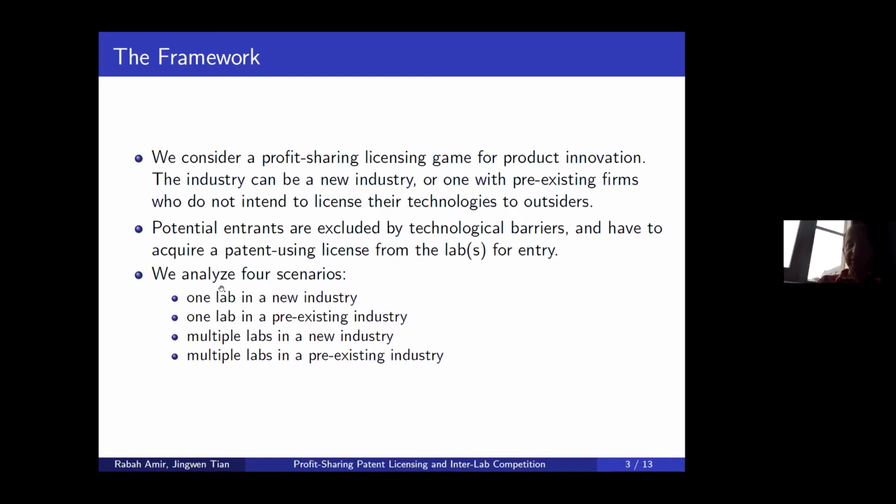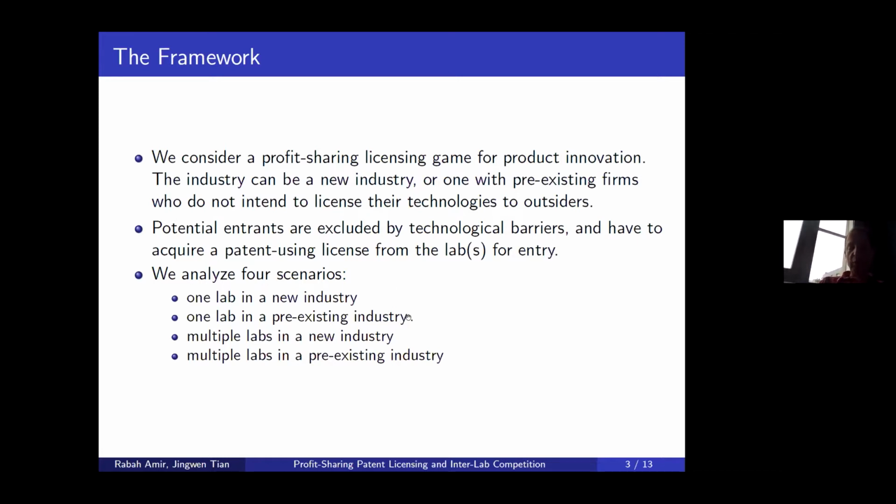The basic model, the simplest to describe, is one lab in a new industry. New industry means no incumbents. All entrants are licensees, and they have to purchase the innovation from the lab to enter. The lab is not a producer.